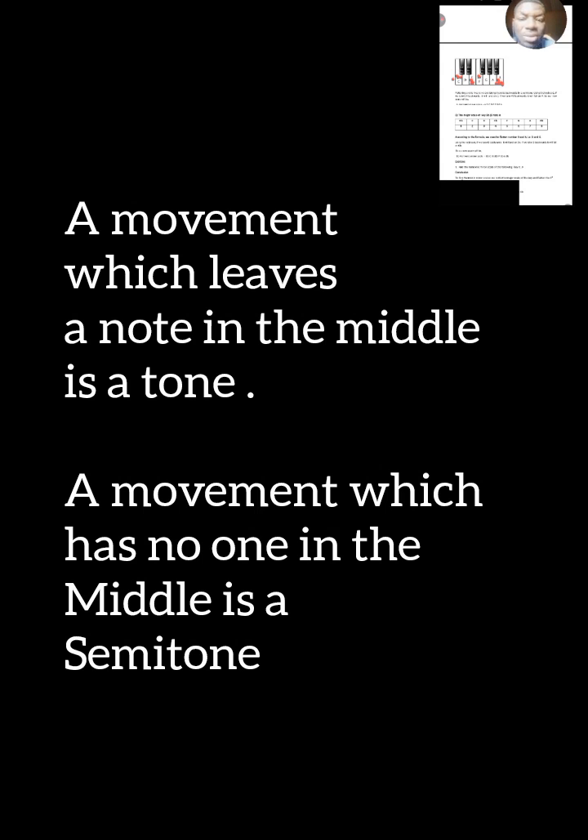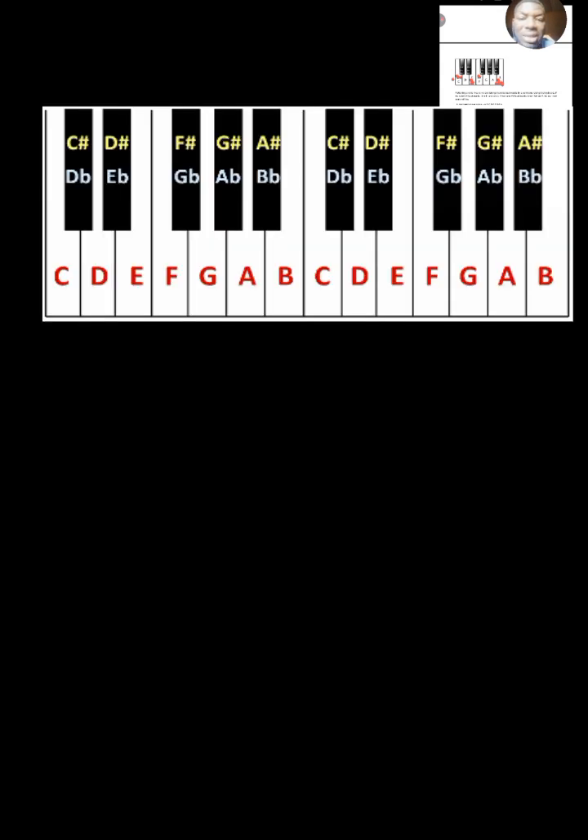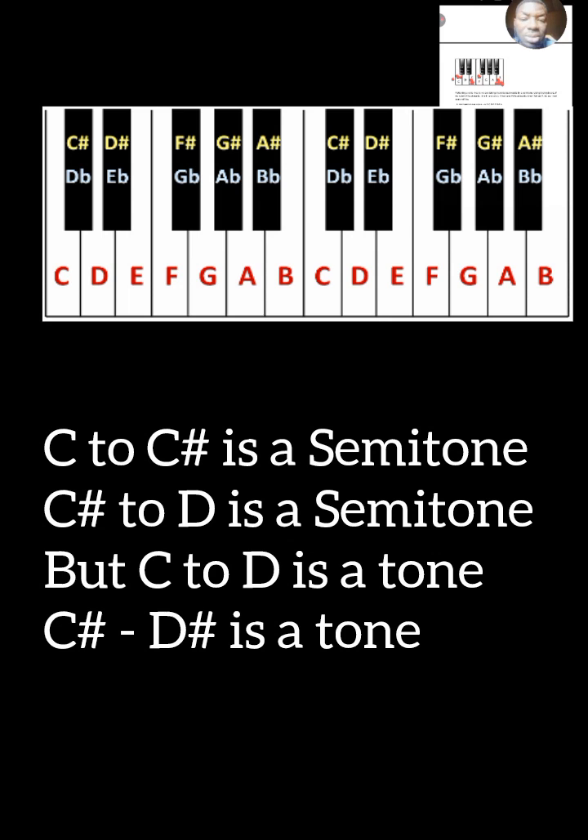So let's look at it now. From C to C sharp is a semitone, because nobody is in between them. But from C to D is a tone, because we leave C sharp, a black note, in the middle. Also, if I move from C sharp to D sharp, that's also a tone, because D is in the middle of C sharp and D sharp. Do we get that?